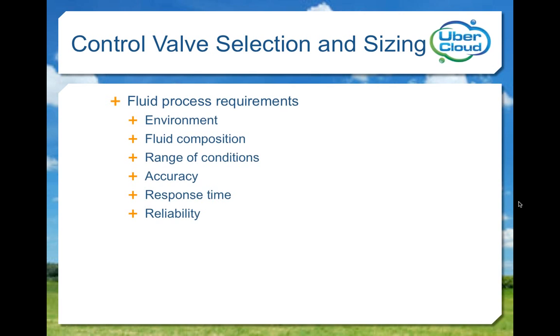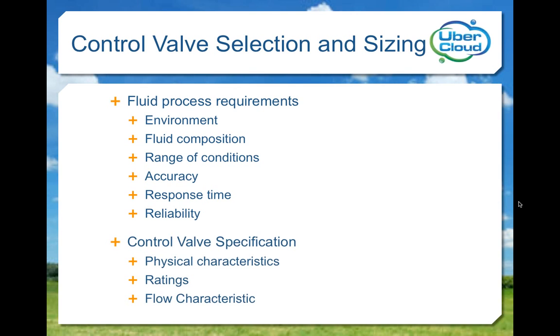Control valves applied in fluid process systems are selected with consideration of environment, fluid composition, range of conditions, accuracy, response time, and reliability. The control system engineer is given the requirements by the process engineer, and from that develops the control valve specification. The three sections of the spec include physical requirements for the valve, performance ratings, and flow characteristics. The ISA standard S20.50 includes a form that can be used to summarize the spec.